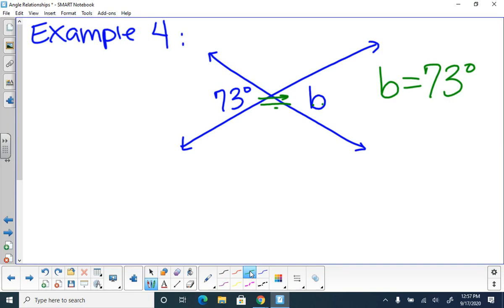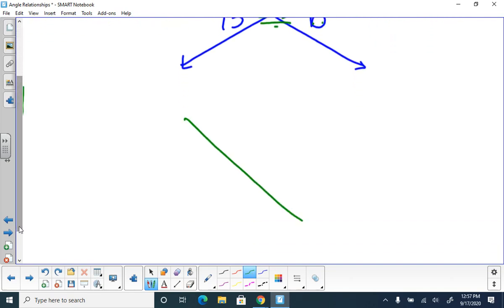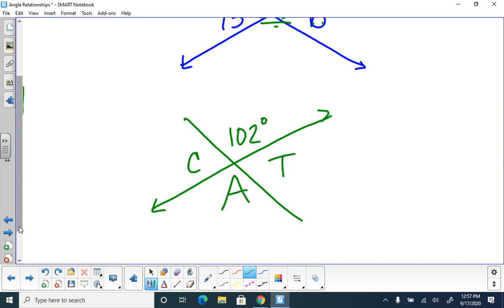All right, so now I'm going to take it a step further because that is that easy. We're going to draw another pair of intersecting lines, and this is your you-do. I'm going to label this top one 102. And then I'm going to label these C, A, and T. Please tell me all three of these angle measures.